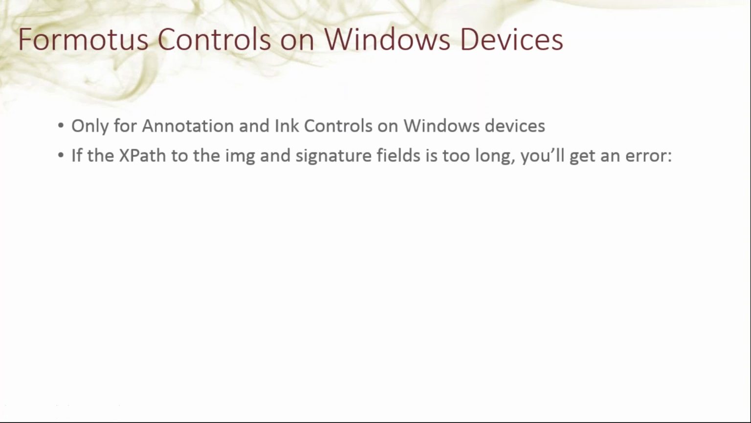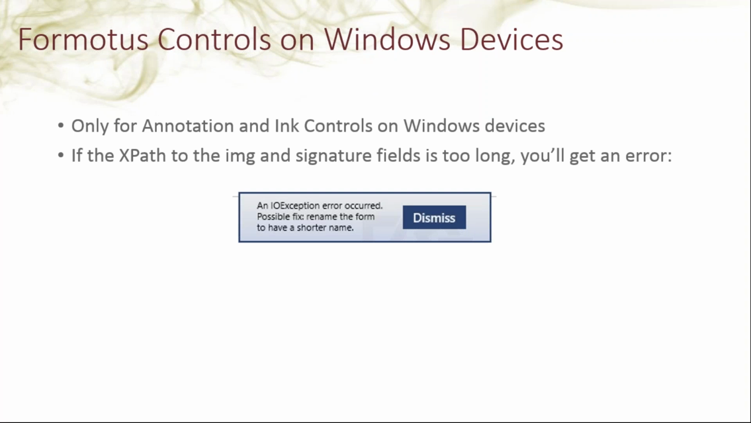So if the XPath in your schema to the actual fields that contain the image, those are usually named IMG or signature in the Formotus specific controls, if that's too long, then when you deploy your form on Formotus and you go to fill it out and you go to submit the form, you will get an error that looks like this.